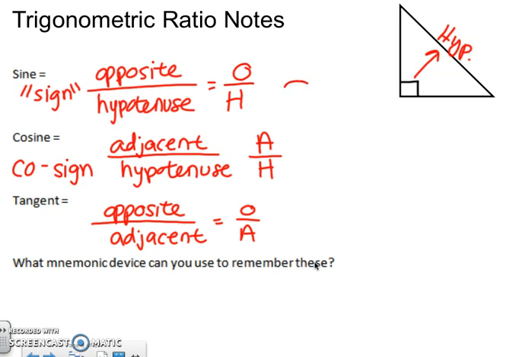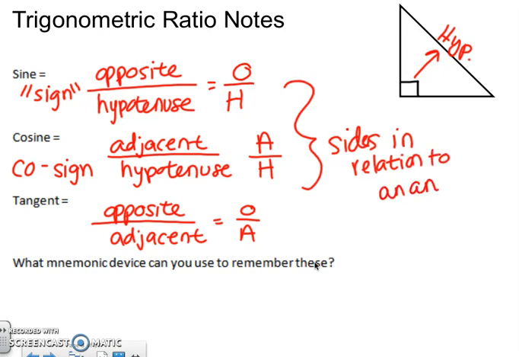Now, these are all talking about the sides of a triangle in relation to an angle. So what we're going to have to do is figure out what side is opposite, what side is the hypotenuse, which is probably the easiest, and then which side is adjacent, depending on an angle. So, what mnemonic device can you use to remember this?